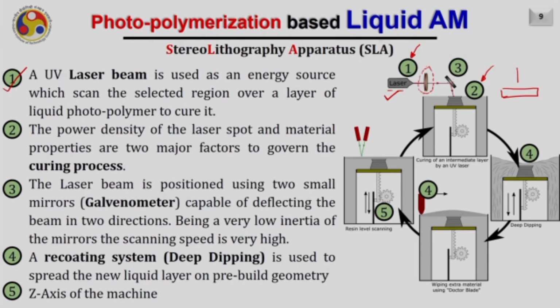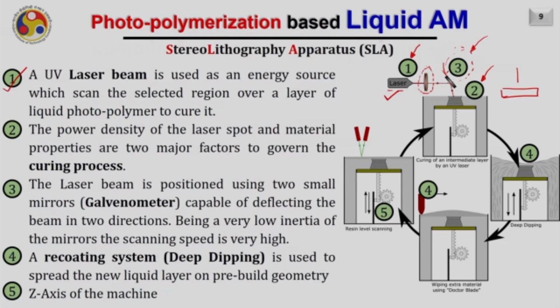Then, the laser beam is positioned, like I said, using a pair of 2 mirrors, and that is called a galvanometer, which is capable of deflecting the beam in 2 directions. Because of the very low inertia of these mirrors, the scanning speed is very high. So, this is another subsystem which is of our interest, and we will discuss it in detail.